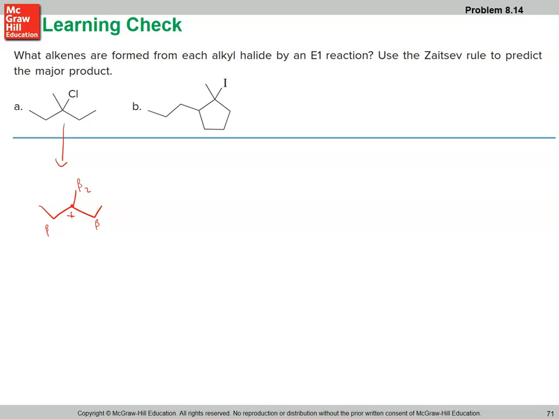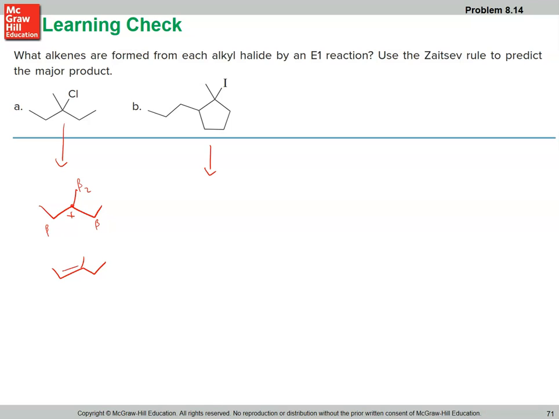And we have a primary carbon versus two secondary carbons. So we'd expect the major product to form a double bond between the two more substituted carbons. So I'll redraw this out and we'll draw a double bond there.